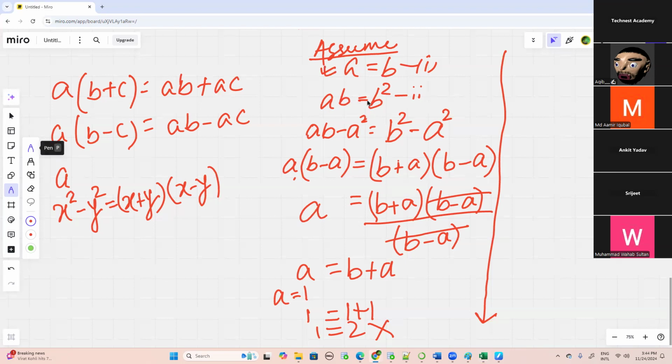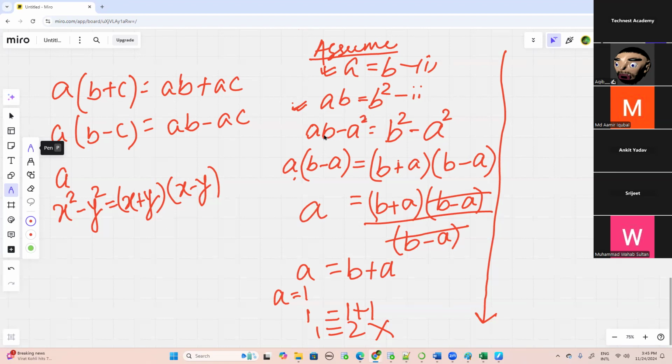Okay, any mistake in the second step? No. I'm multiplying both sides by B. In mathematics, it is allowed: if you're multiplying something on the LHS, you can multiply on the RHS as well. So multiplying the left side by B, I multiplied the right side also by B. What is the problem? So this step is also correct. Is it clear up to here?